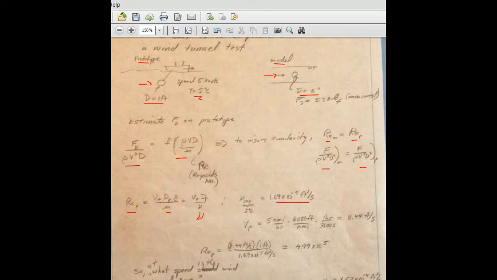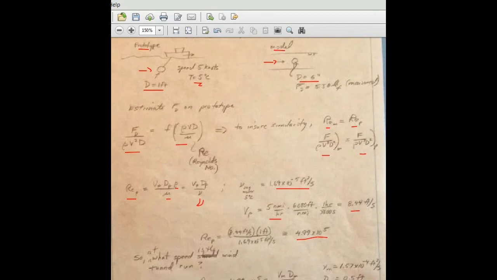The velocity is 5 nautical miles per hour. That's what a knot is. So that's kind of strange. So we had to convert that to 8.44 feet per second. And if we did all that, we would get a Reynolds number of about 500,000.